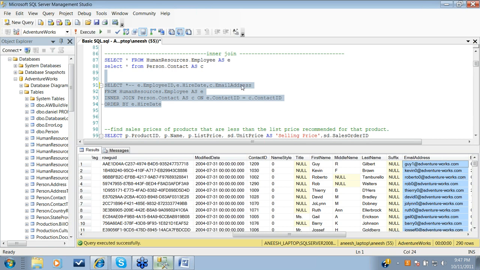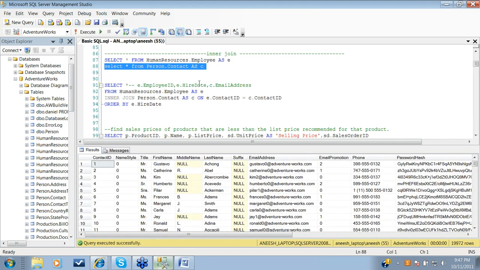Yes. Is the table that we just created called person.contact? No, it's already available. The person.contact table is already available in the AdventureWorks database.